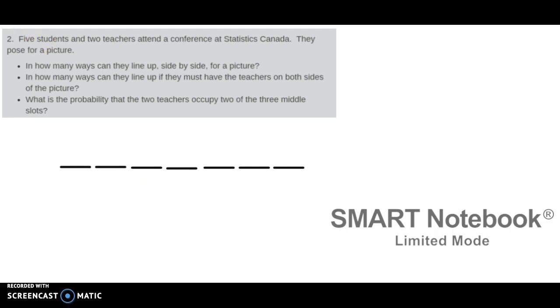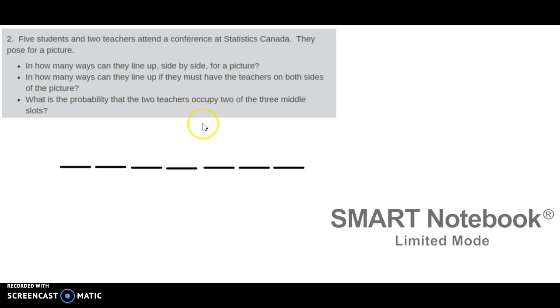All right, so now let's answer the second question in number 2. In how many ways can they line up if they must have the teachers on both sides of the picture? So now we've got a restriction being imposed on us in this problem. The way I read it, the 2 teachers have to be on either end of the line. So we start with a teacher and we end with a teacher, but in between is where we have our 5 students lining up.